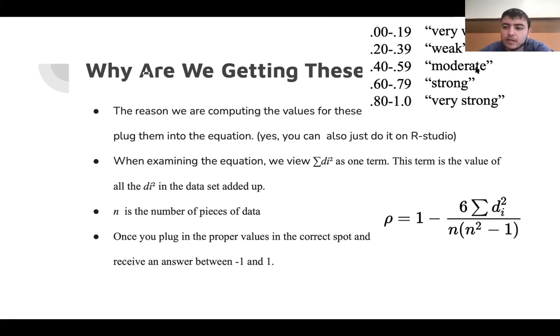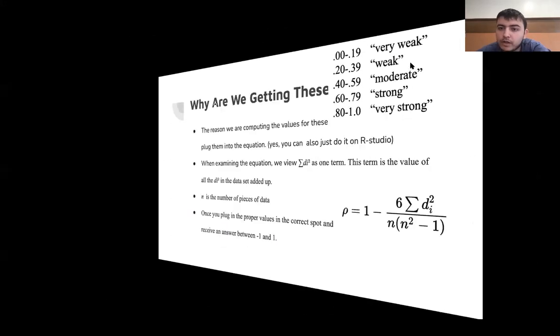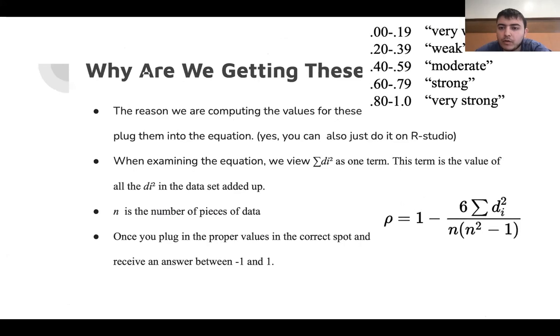And this picture up in the top right is showing us how strong our data is. So from 0 to 0.19, it's very weak. From 0.2 to 0.39, it's considered weak. 0.4 to 0.59, it's moderate. 0.6 to 0.79, it's strong. And then 0.8 to 1, it's very strong. That's very strong evidence showing that whatever our study is, the variables are related to one another.